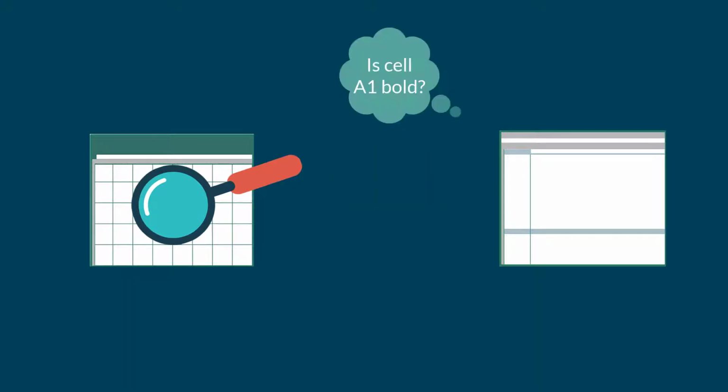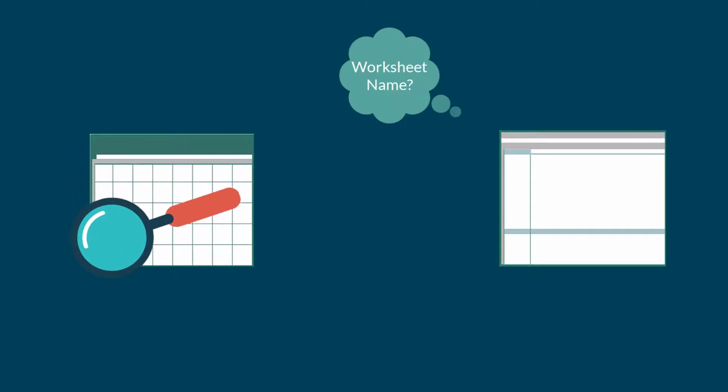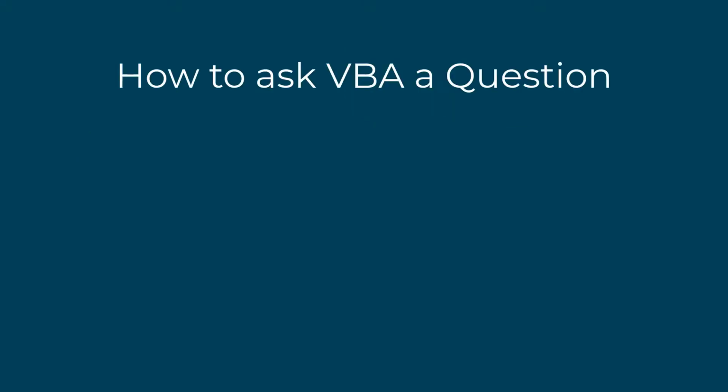VBA can actually look at a property and tell you which property value is currently being employed. For instance, is cell A1 bolded? What is the name of this worksheet? Is the text in cell A1 wrapped text? To leverage this awesome trick, you simply need to know how to ask the question.